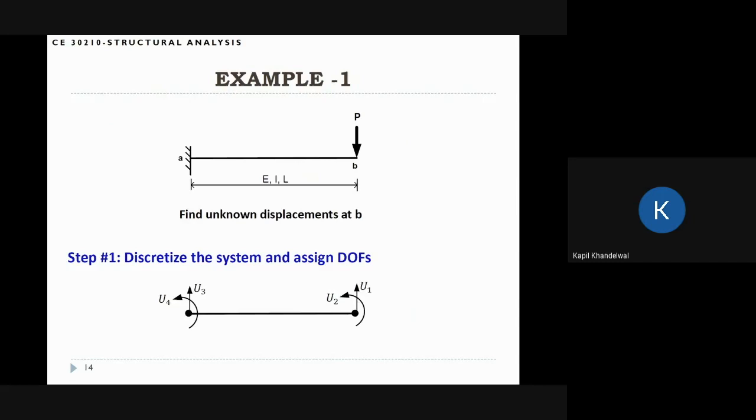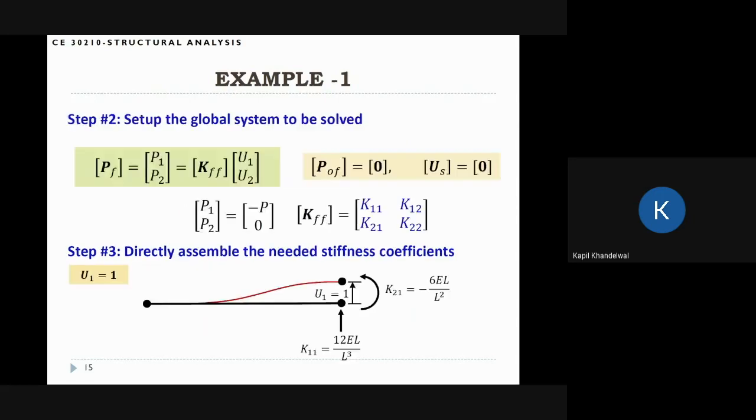So let's move forward. In this case, before solving it, let's try to actually set up the system. What is needed to be solved? In this case, we want to solve for unknown displacements. There are 2 free degrees of freedom, P1 and P2. So our system looks like this: P1, P2 is equal to KFF times UF. And in this case, POF is 0 and US is 0, so we don't have to add anything here. What we have to solve is just this simple system.